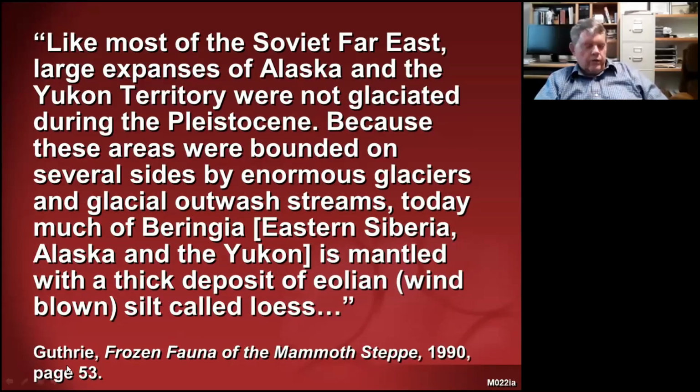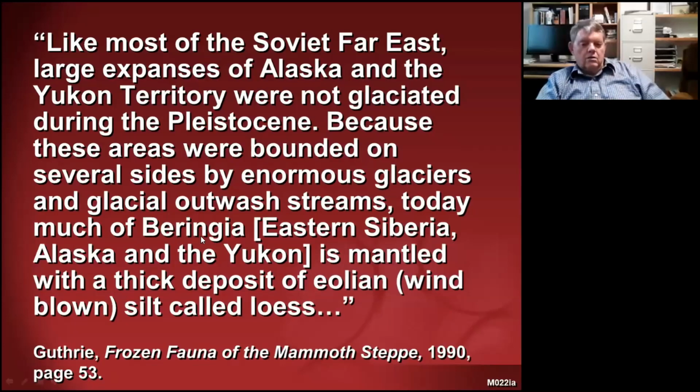And Dale Guthrie, who I think is the closest secular scientist to understanding this, wrote a book called Frozen Fauna of the Mammoth Steppe, 1990. And he says this about what's called Beringia, which includes Eastern Siberia, Alaska, and the Yukon. He says, like most of the Soviet Far East, large expanses of Alaska and the Yukon Territory were not glaciated during the Pleistocene. Because these areas were bounded on several sides by enormous glaciers and glacial outwash streams, today much of Beringia is mantled with a thick deposit of aeolian windblown silt called loess. In some places in Siberia, it's over 100 feet thick.